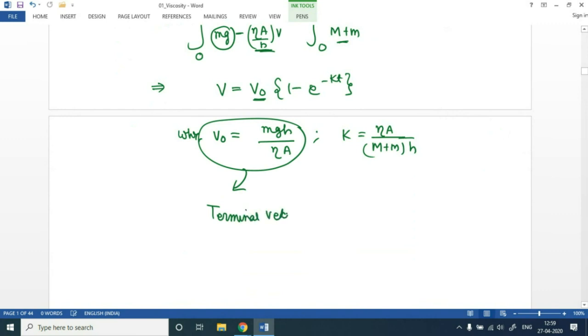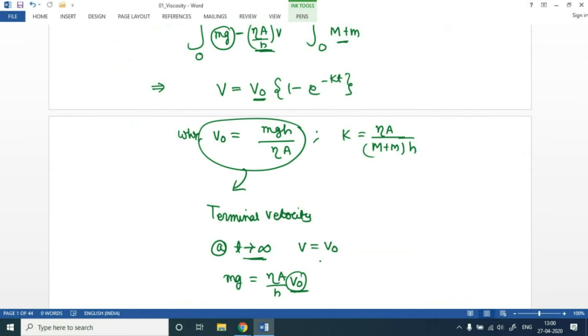because you can see that at t tending to infinity, means after a very long time, the value of v is going to be equal to v naught. At t tending to infinity, you must also realize that the net force on the block has to be equal to 0. So you can also say that mg is equal to eta A by h into v naught. From here also you can get the expression for v naught, without really solving the differential equation.